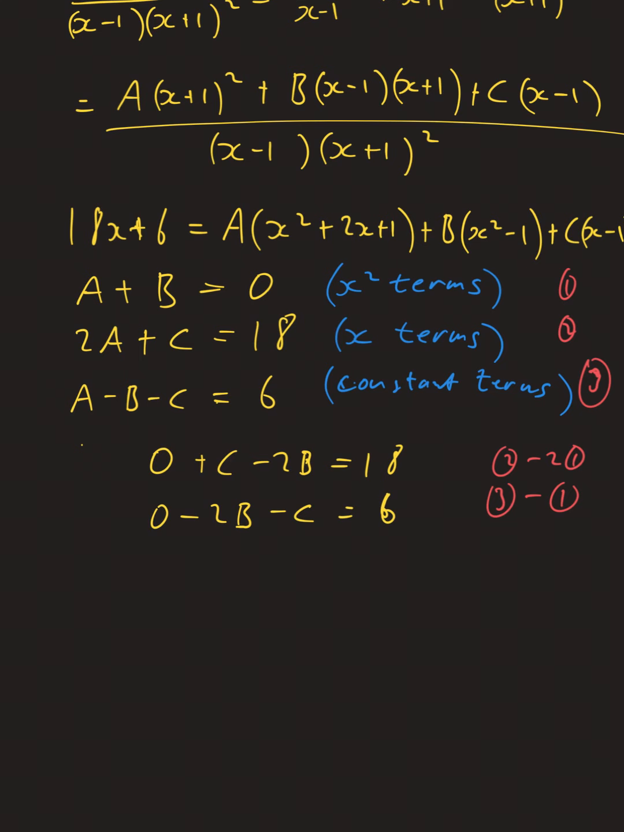So I will just add these 2 equations together. So the c's cancel. I get minus 4b is equal to 24. So that gives me that b is equal to minus 24 over 4, which is minus 6.